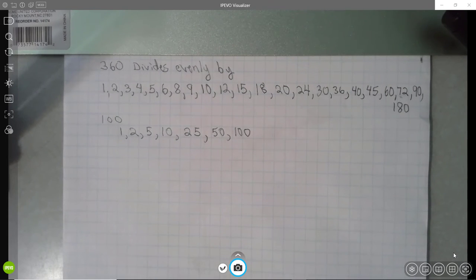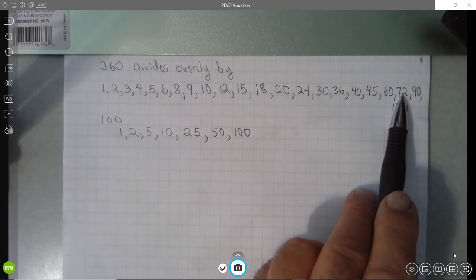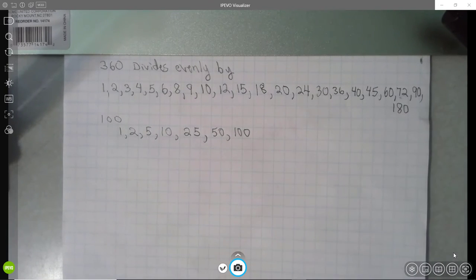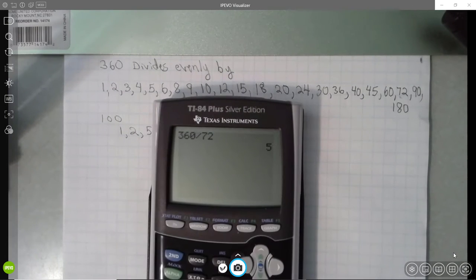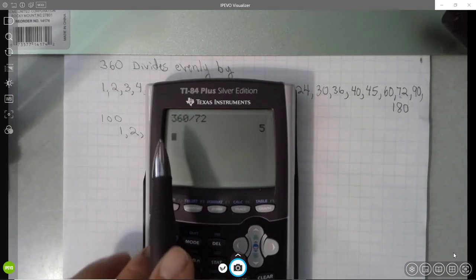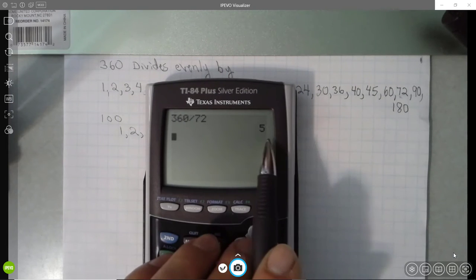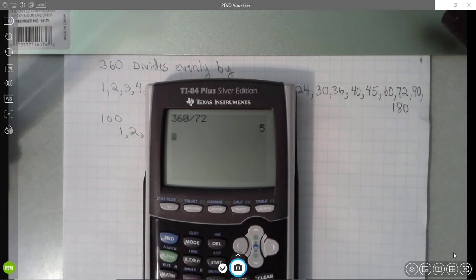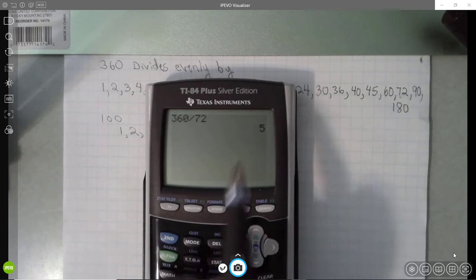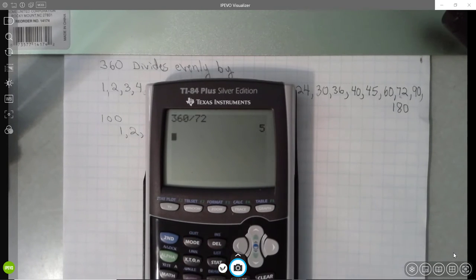What if you wanted one, say, 72nd of a rotation around the circle? How many degrees would that be? Well, if you do it on your calculator, 360 divided by 72, it turns out a 72nd of a full rotation is exactly 5 degrees. The point is it comes out even. We don't come up with some weird number that's hard to express.